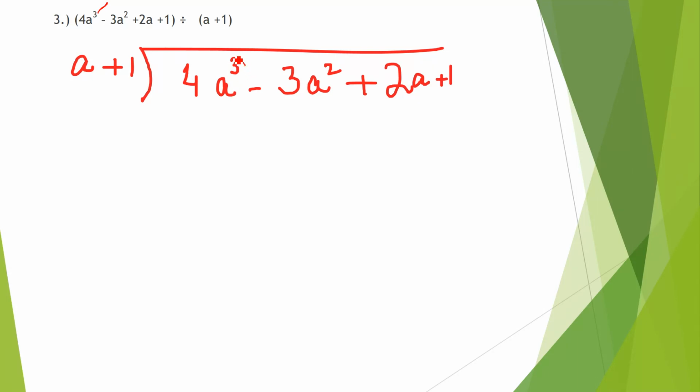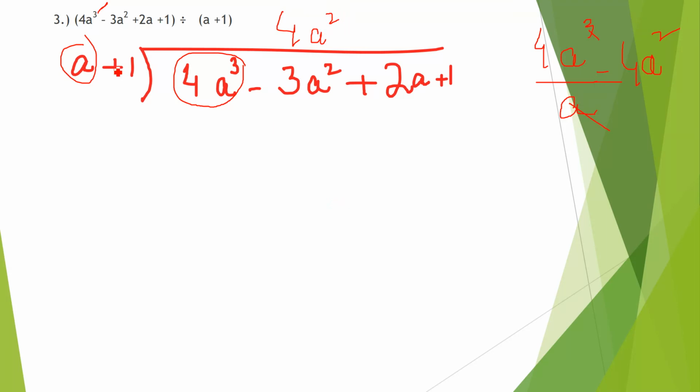What is the first step? First step is the first term of the dividend, which is 4a cube, and the first term of the divisor, which is a. See here, in the numerator there are 3 a's, and here is 1a. So 1a will cancel, and 4a square is remaining. So in the quotient, we will write down 4a square.